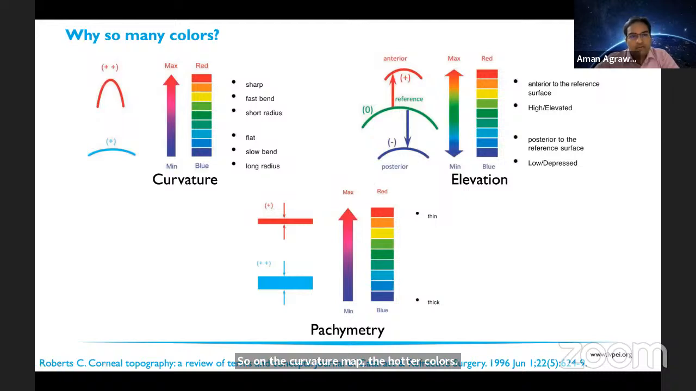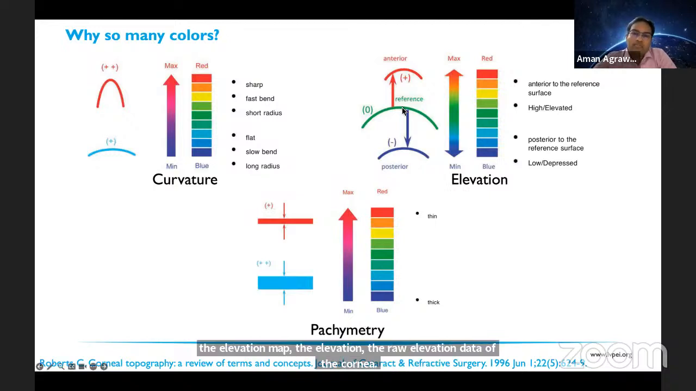In other words, it means that the cornea is bending faster in those locations, while cooler colors represent the flatter areas of the cornea. Coming to elevation maps, so elevation maps are very important. In the elevation map, the raw elevation data of the cornea is compared to the elevation of the reference surface.